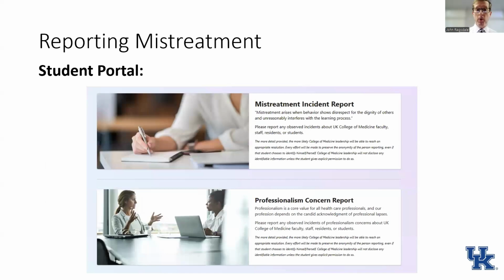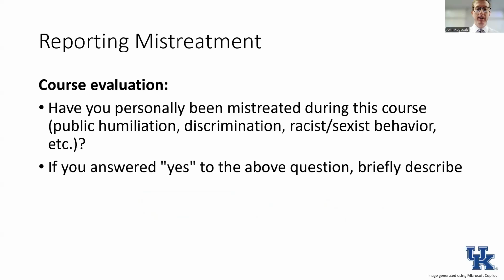So starting with the student portal, students can report mistreatment. As you can see here, there's also a related report on any other types of professionalism that they can also make. And importantly, these are anonymous, so students can report these without it being identified. Similarly, on their course evaluation, they're asked a question, have you personally been mistreated in this course? And they can also describe further in the comments to provide details. Importantly, that's also anonymous when they submit that course evaluation.